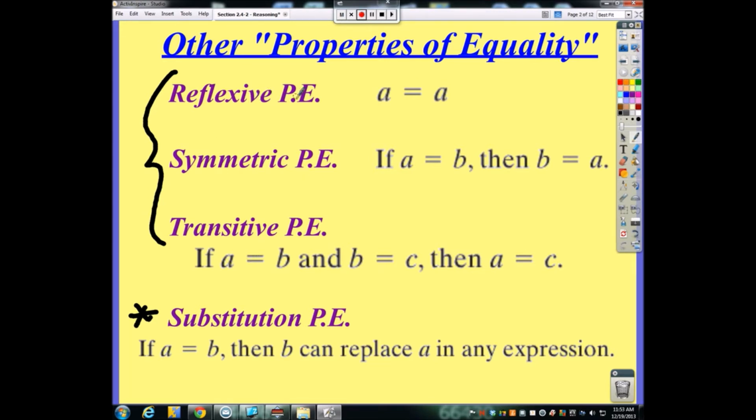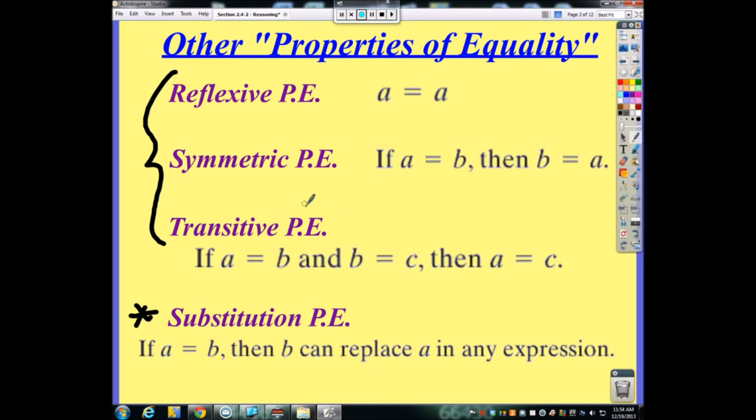Now, the reflexive property of equality is simply just saying that something is equal to itself, okay? It's basically like looking into a mirror and saying, hey, there's me. I'm equal to myself. The reflexive property can be talking about variables like it is here, that a equals a. It could be talking about an angle equaling itself. It could be talking about a segment equaling itself. But anything that is technically equal to exactly itself is the reflexive property of equality.